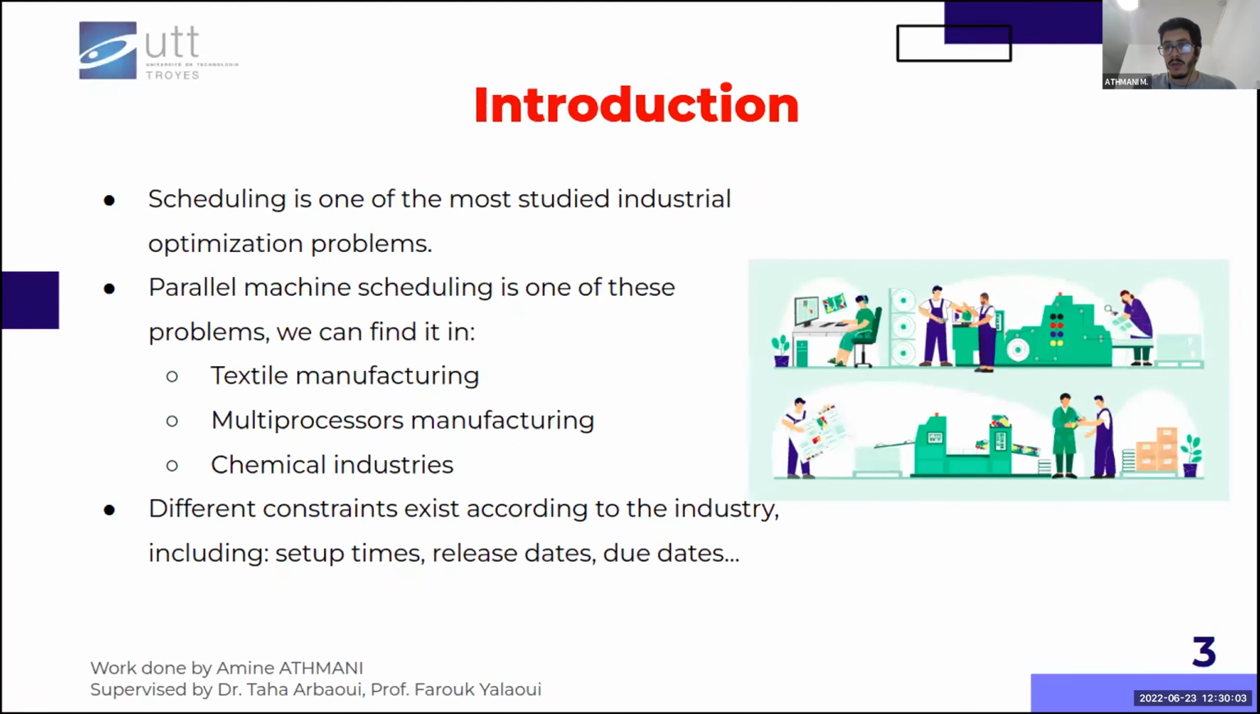Scheduling is one of the most studied problems in combinatorial optimization, especially because of its impact on the industrial revolution and the supply chain. There are a lot of types of scheduling problems. One of the most known is parallel machine scheduling, where we have a set of machines that can do the same thing in parallel. We can find this configuration in many industries like textile, semiconductors, chemical industries, etc. In these configurations, we have many constraints that we can consider, including setup times, release dates, and due dates, and also many objectives that we want to minimize or maximize.